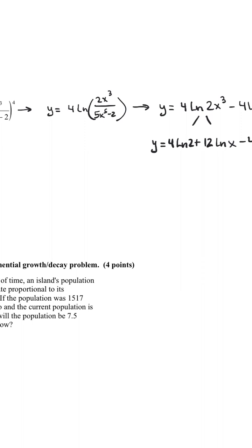So now, if we consider the derivative of each of those terms, the derivative of 4 natural log of 2, that's a constant expression. So the derivative of a constant is 0. The derivative of 12 natural log of x, the natural log of x turns into 1 over x. 12 times 1 over x is 12 over x.